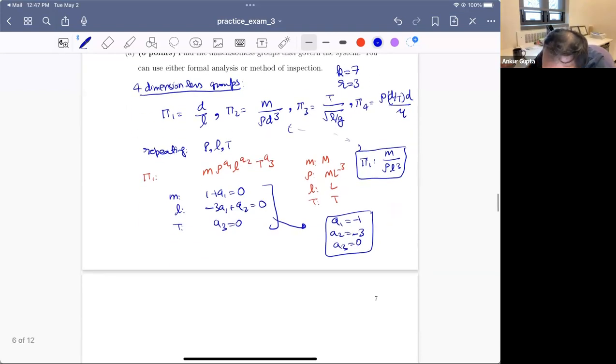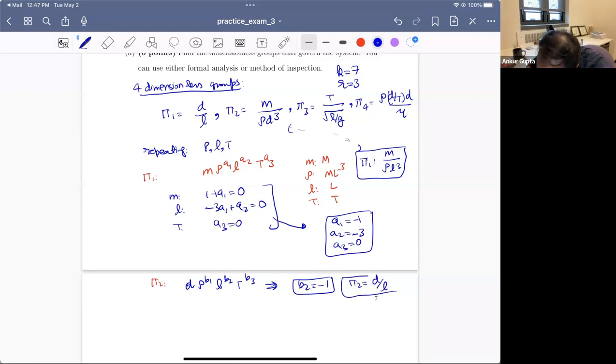So now let's do d, because d is also an easy one. We don't need to do it too much. So d into rho raised to the power of b1, L raised to the power of b2, t raised to the power of b3. And this should simply give you that b2 is equal to minus 1 because of length, and because of mass and time, b1 and b3 will come out as 0. This is pretty simple. So we'll get pi2 is equal to d by L. Okay, so this is the second option.